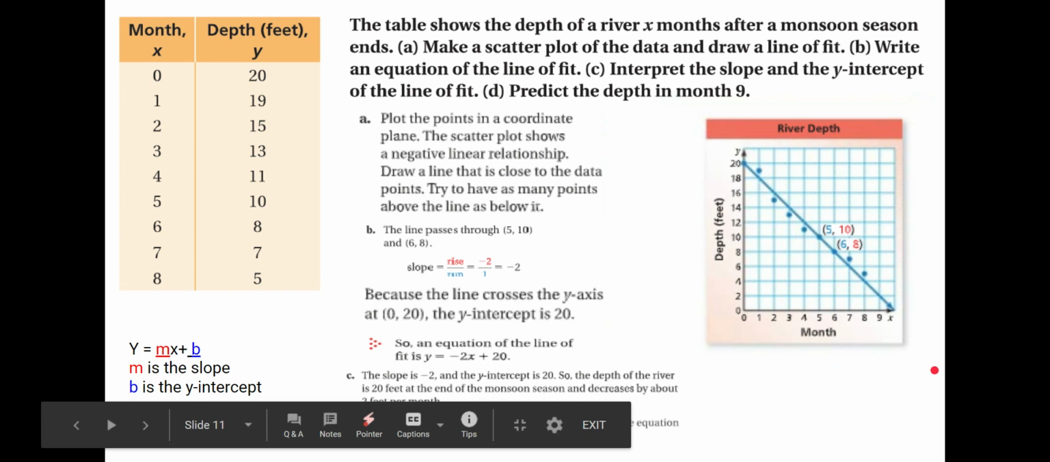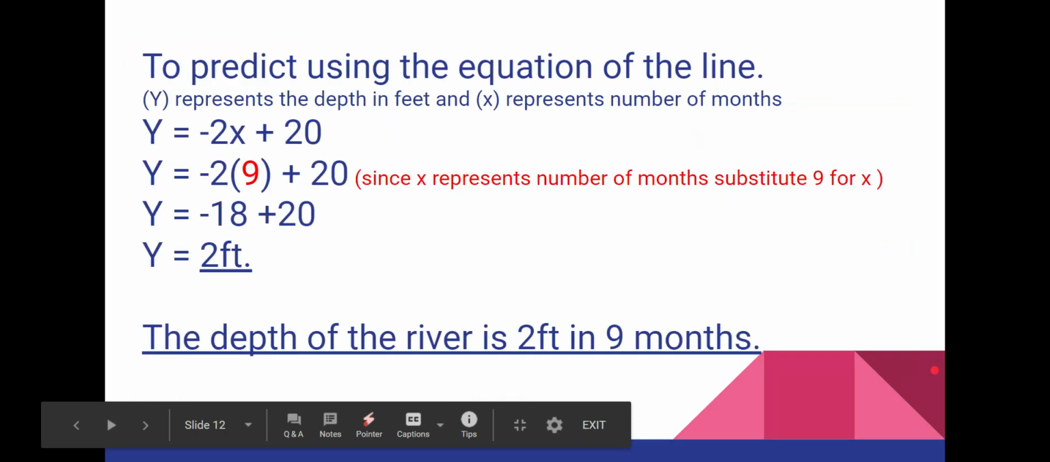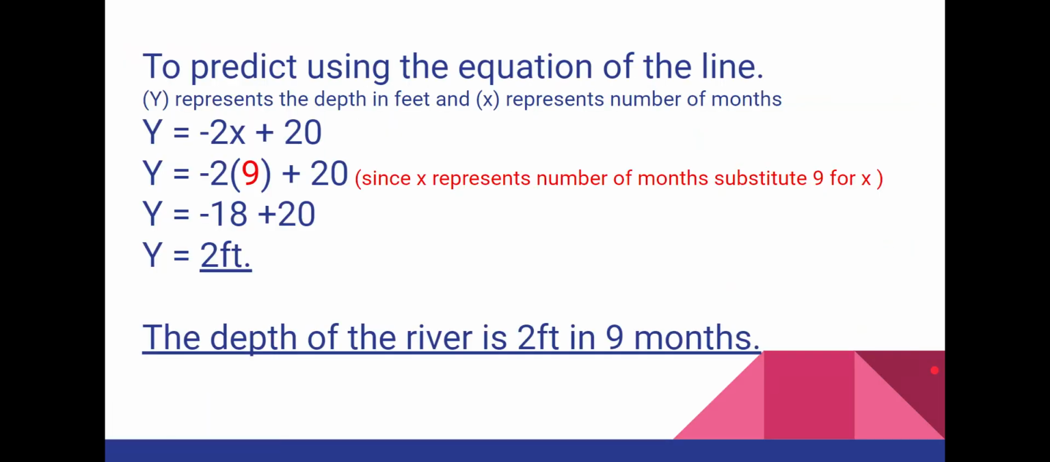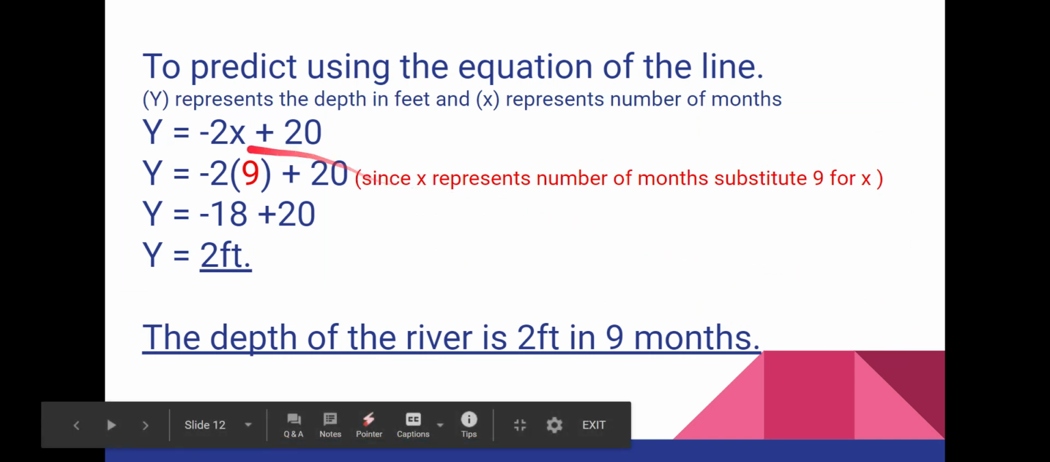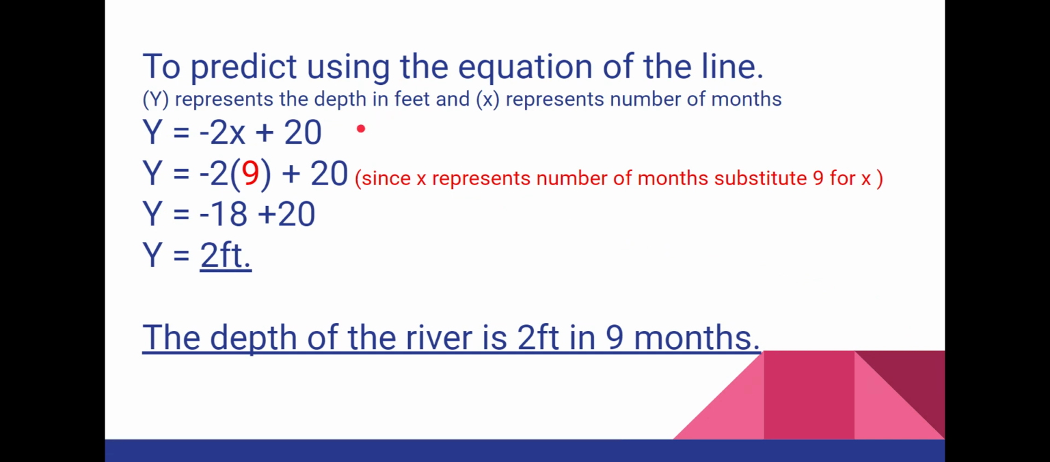So this is what we're going to do now. Use the equation to find the number of feet after 9 months, or in 9 months. Since y represents the depth in feet and x represents the number of months, here's the equation. X represents the number of months, so substitute 9 for x. I'm going to replace x with 9 because that's 9 months.